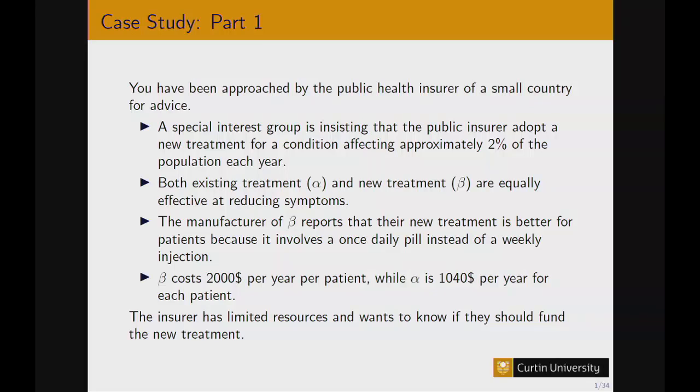So what do we do? How do we quantify that? So beta costs $2,000 per year per patient, for example. Alpha is maybe $1,040 per year for each patient. So there's a difference in cost, but we're saying that there's some difference in these two treatments. So there's this public health insurer, limited resources, what do you do?